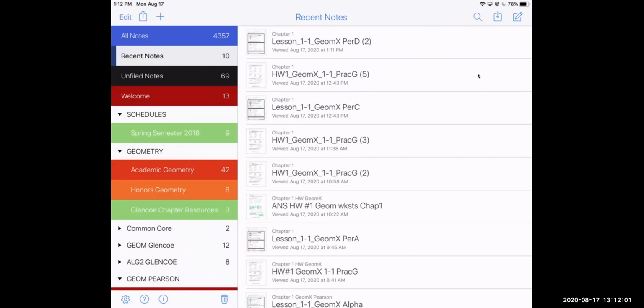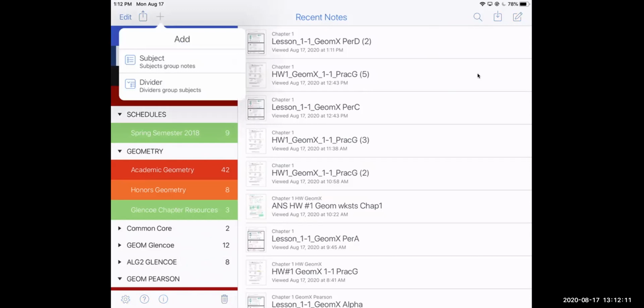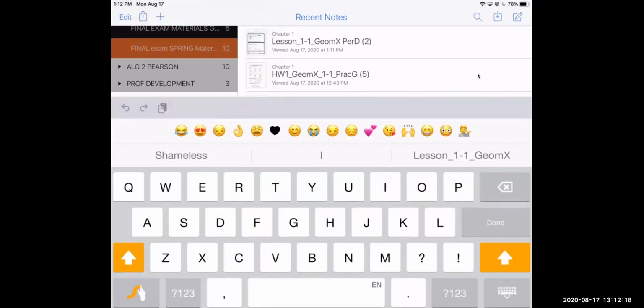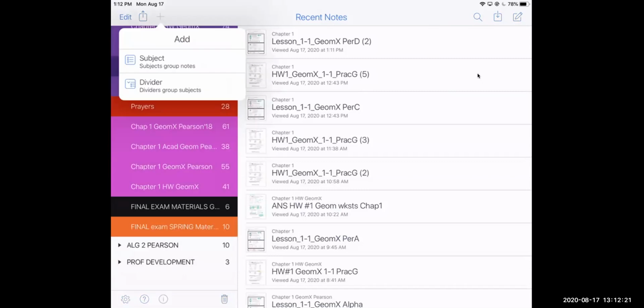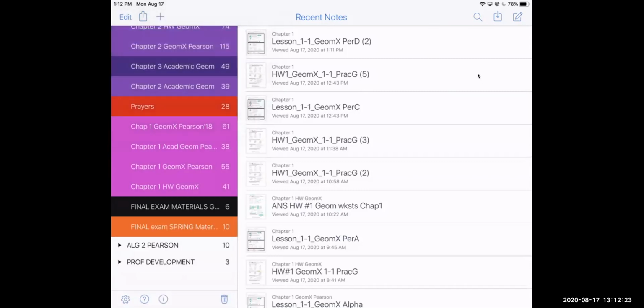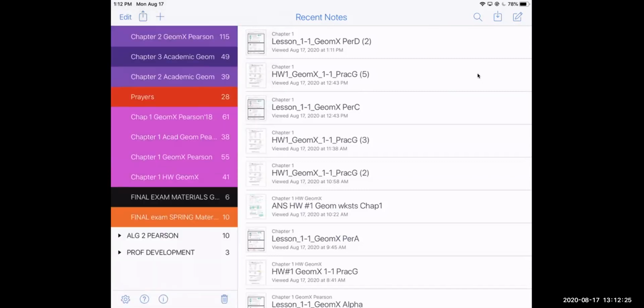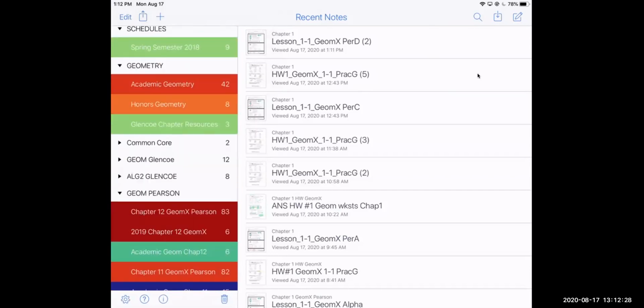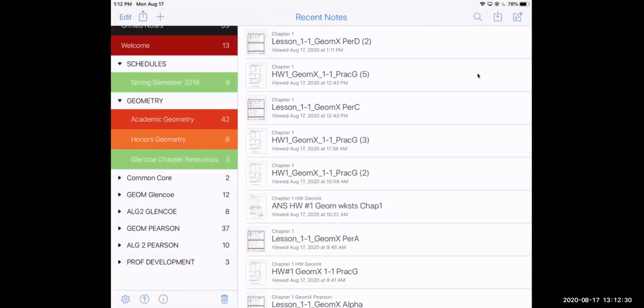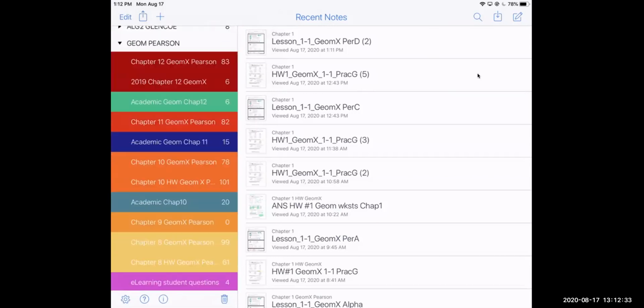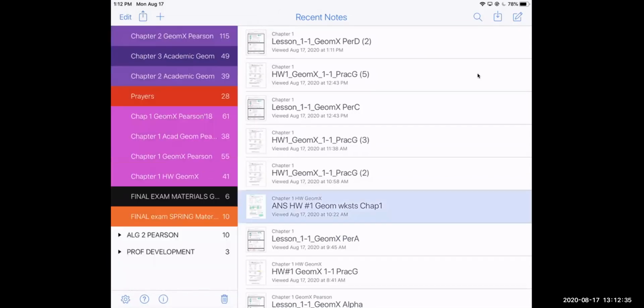Okay, for folders. So with Notability, your different courses are actually dividers. So when you go to add, divider means like religion, geometry, English, like whatever. Okay, that's a divider. And then after you make a divider, you can then add subjects to it. Those are like subfolders, okay? And then after you create them, I've got this is my geometry folder. That's my geometry divider, and that's all my subjects, which are like chapters or whatever.